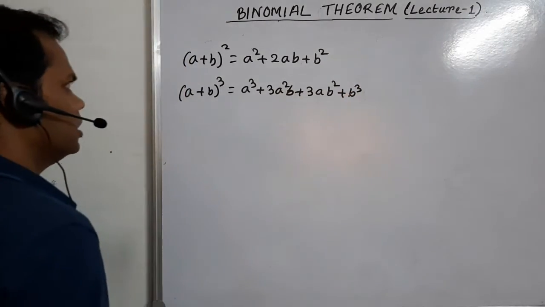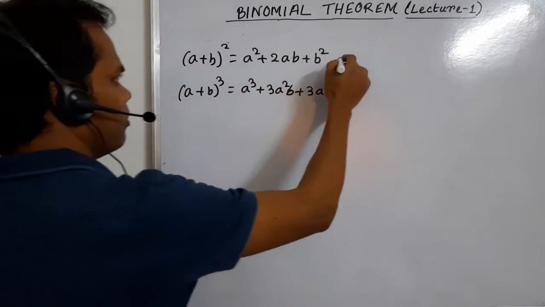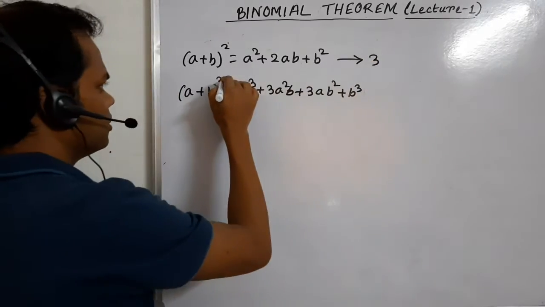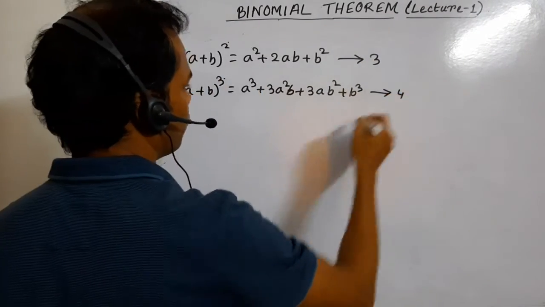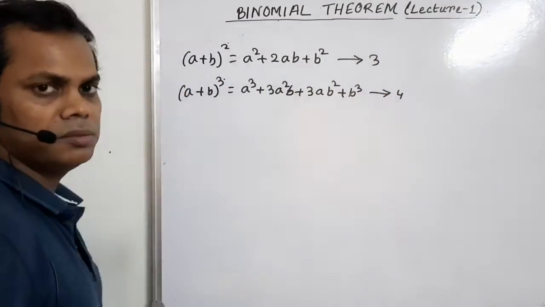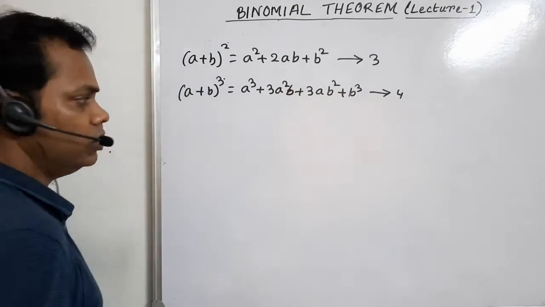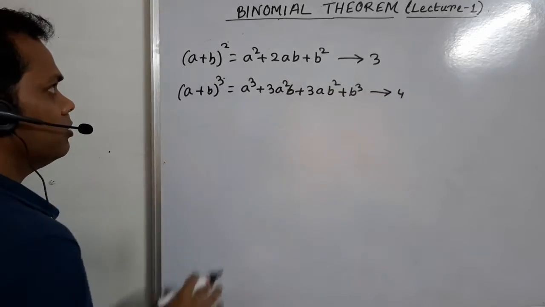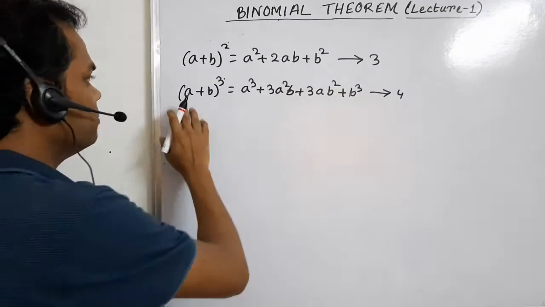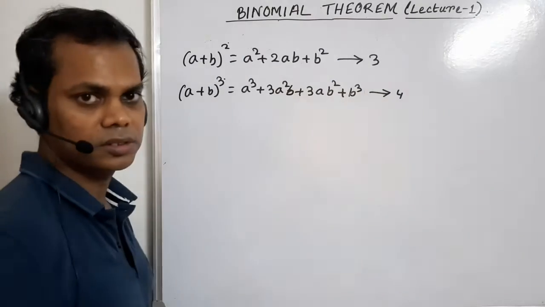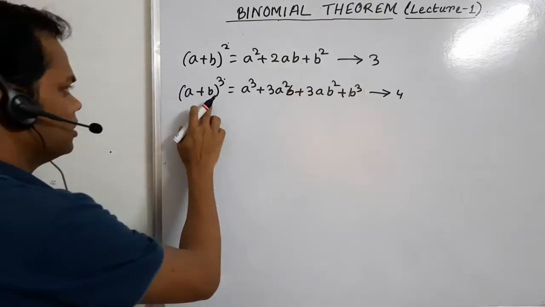So students, you see that here the power is 2 and the number of terms is 3. Here the power is 3 and the number of terms is 4. So the total number of terms is one more than the power. And here it is the binomial theorem. Why is it the binomial theorem? Because there are 2 terms, first and second.